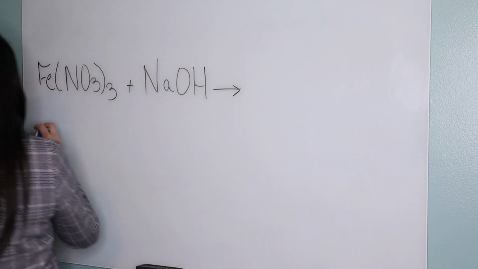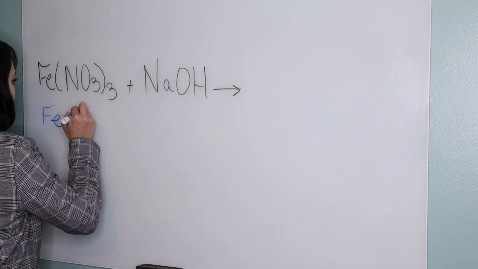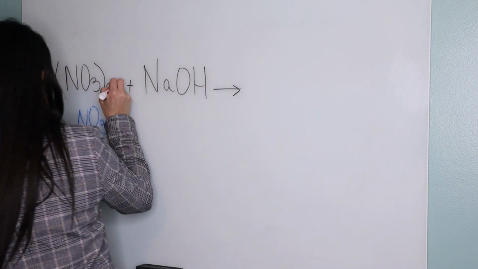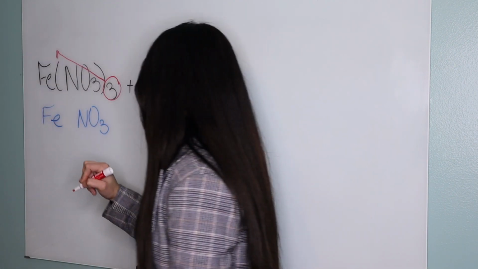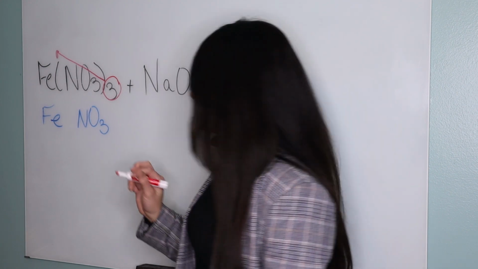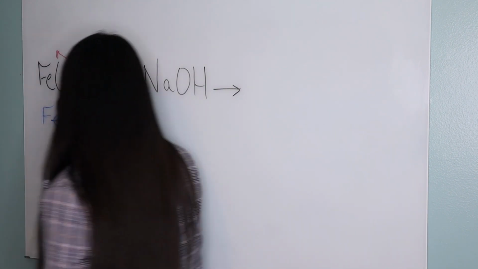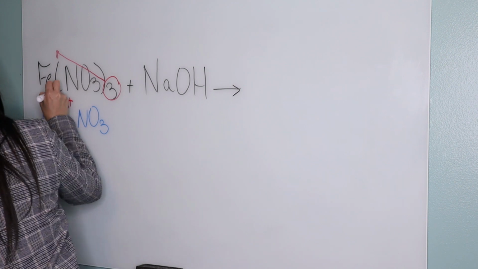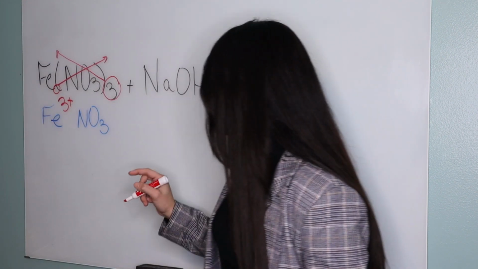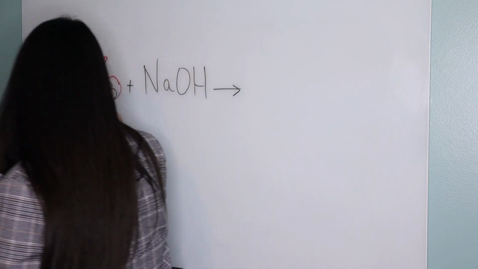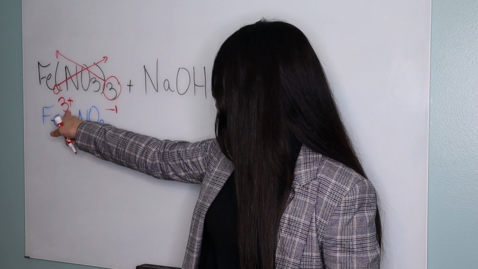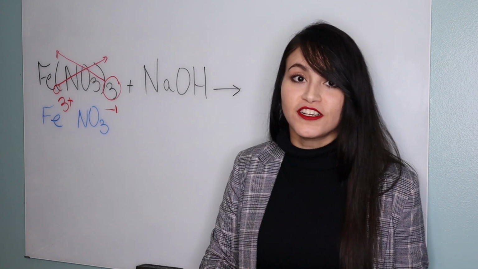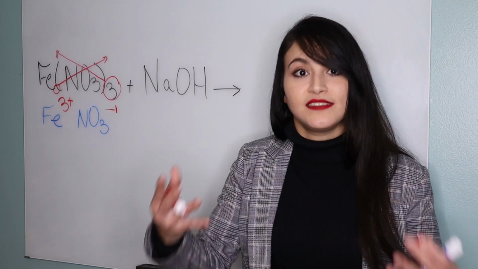So first off, let me go ahead and write them separate. And again, like I said, we're going to take this number, and we're going to go up and across, and that's going to be the charge for iron. Then we're going to take this number, like I said, there's none, so that means it's a 1. And again, we're going to go up and across, and that's going to be the charge of nitrate. So we have positive 3 and negative 1. We should always write the cation, so the positively charged, first, and then the anion, the negatively charged, second.